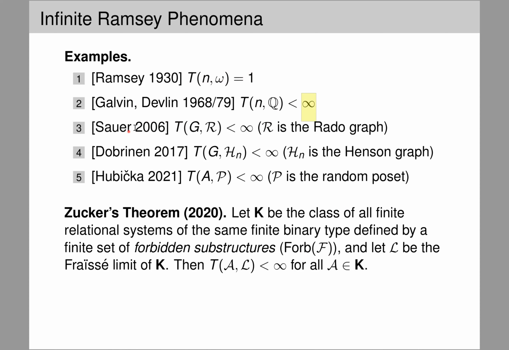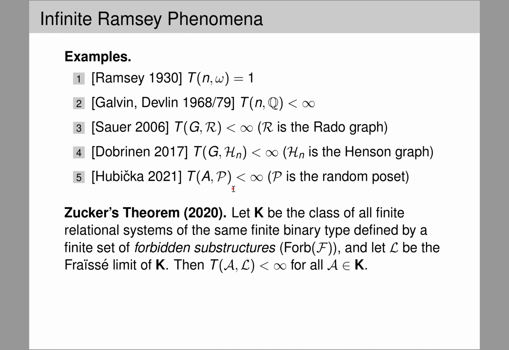It was Sauer who proved in 2006 that every finite graph has a finite degree in the Rado graph. And it was Dobrinin who then expanded this result to show that every finite Kn-free graph has a finite Ramsey degree in the Henson graph Hn, the universal Kn-free graph. And last year, Jan Hubička proved that every finite poset has a finite Ramsey degree in the random poset.